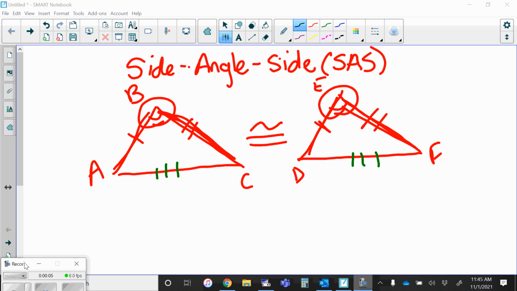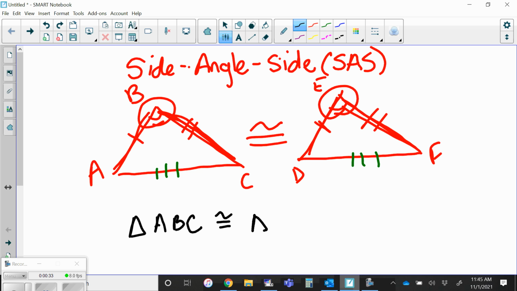Anyways, so this is called side angle side. It's when we have a side and then an angle and then a side, and then another triangle. We have a side, an angle, and a side, and they are congruent to one another. And then what we can say is that both these triangles are exactly the same. And so we would say that triangle ABC would have to be congruent, and this order matters. The parts have to match up.